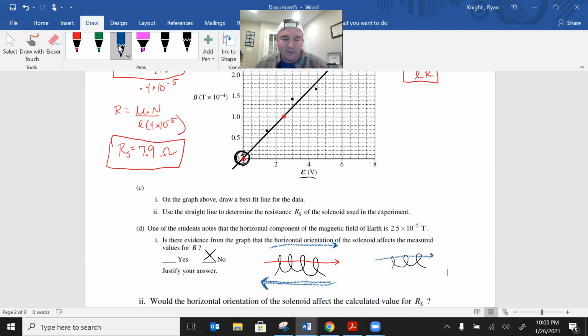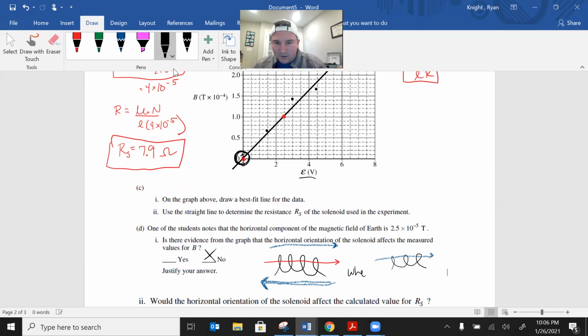It doesn't have to be perfectly aligned, but the y-intercept would not be perfectly 0 if the Earth's magnetic field was having an impact. So my answer is no, because my y-intercept is 0, right?